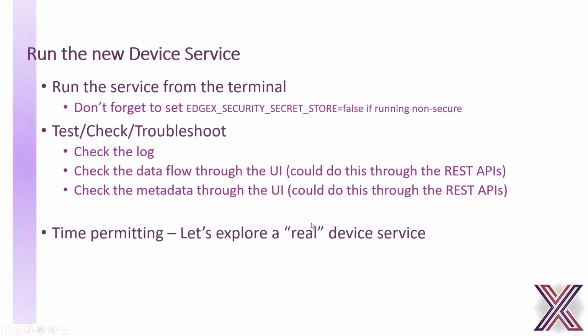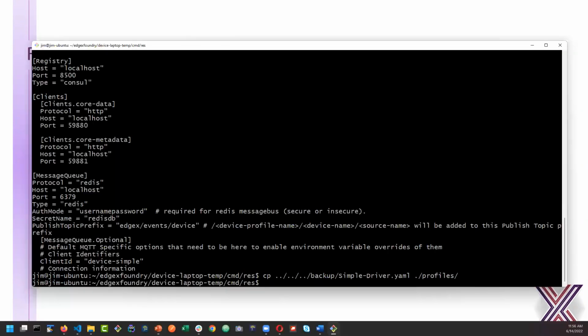I'm now ready to actually run my new device service. How do I do that? Again, I'm running in non-secure mode, so I'm going to set an environment variable to tell it that I'm not using a secret store or any secrets. I'll then actually begin my device service. I'll check the logs, I'll check the UI, and I'll check metadata to make sure everything is actually up and running. So let's go do that. So first and foremost, I will tell my environment.